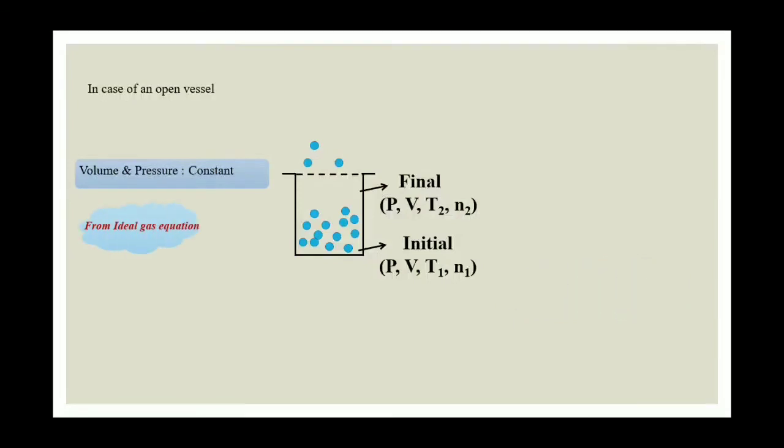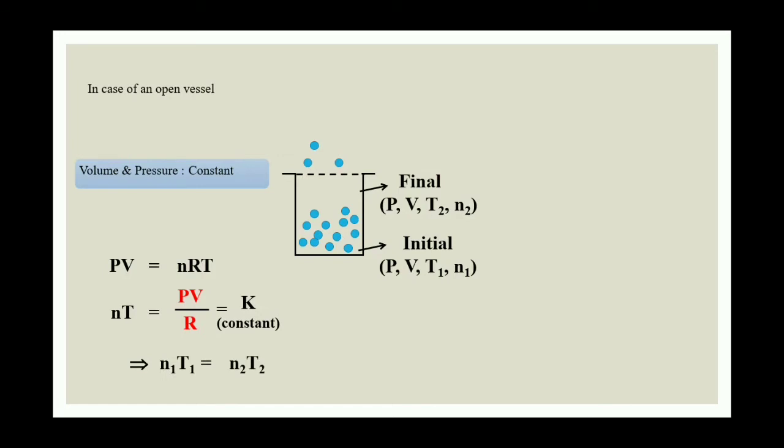So from the ideal gas equation, PV is equal to nRT, we came to know that P and V are constant. So nT is equal to PV by R, which is a constant. We can write it like this. So remember, temperature changes from T1 to T2, number of moles changes from N1 to N2. So nT is equal to a constant, we got. We can write the equation as N1T1 is equal to N2T2. This is a very important equation for an open vessel.